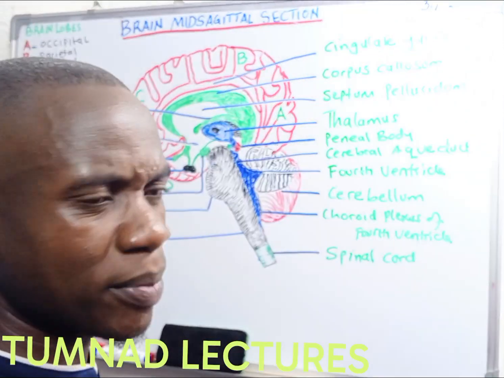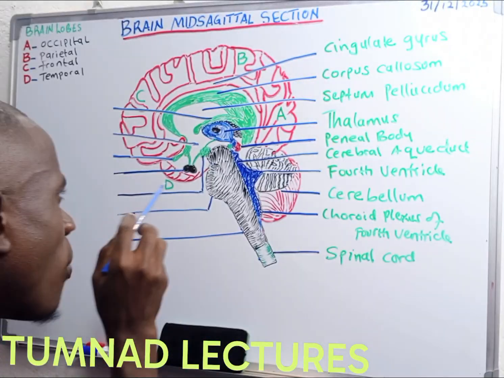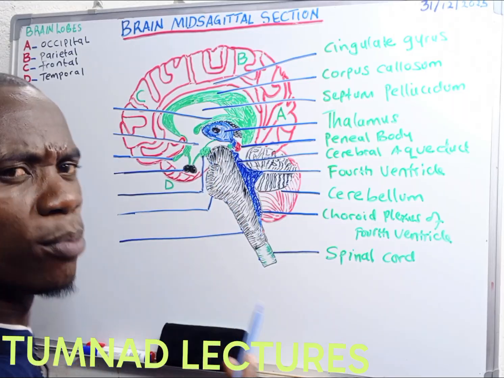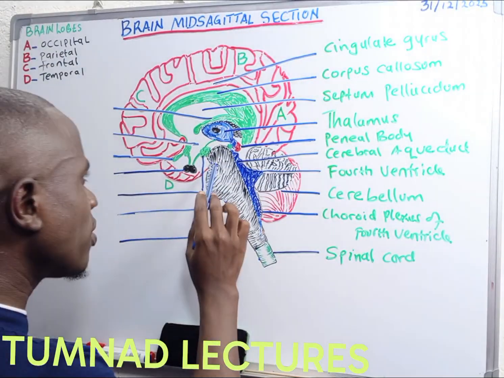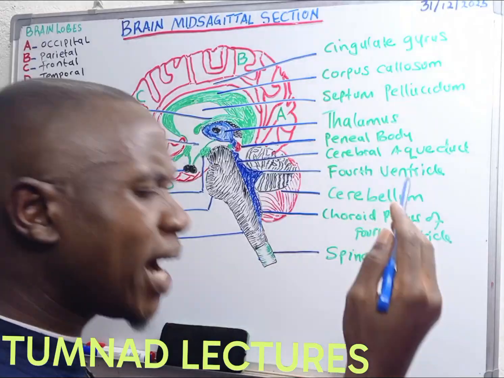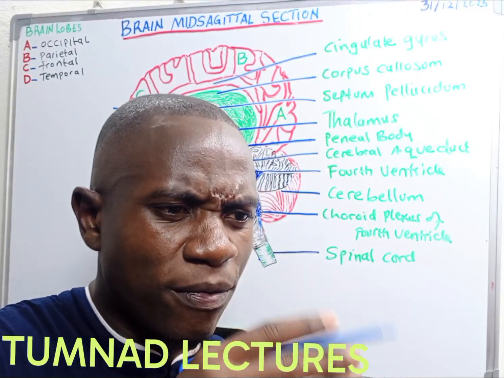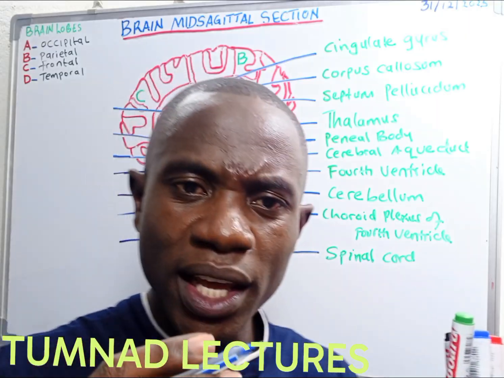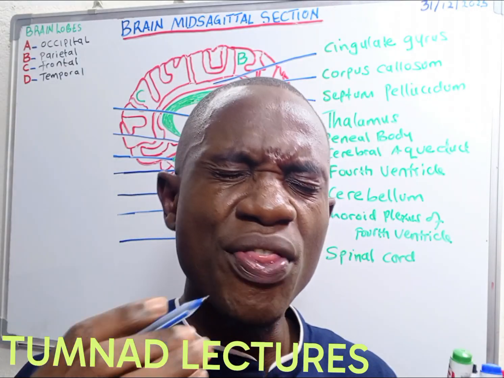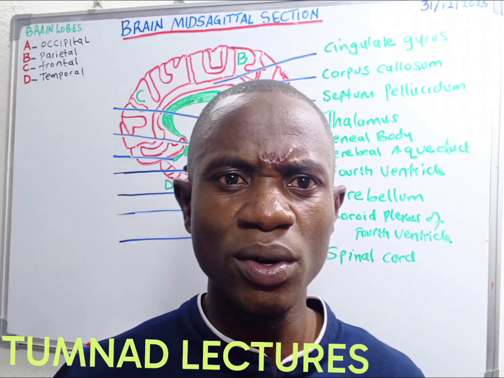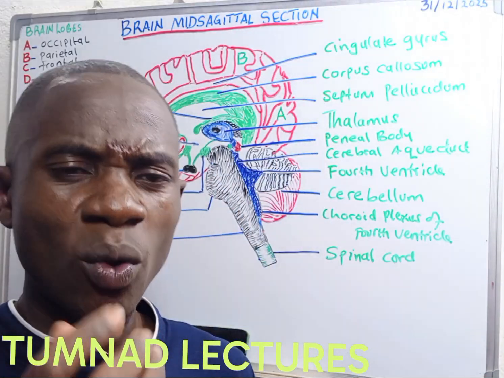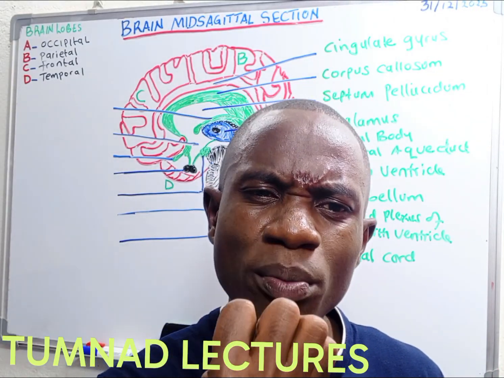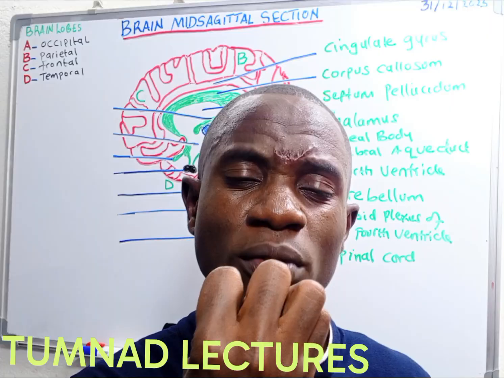But now the topmost part of the brain stem, we have this structure here. This structure here is what we call the midbrain. When you come to the midbrain, at the back of the midbrain we have two kinds of elevations, what we call the superior and inferior colliculi. These structures are very important because they are going to be regulating the visual and the auditory reflexes.